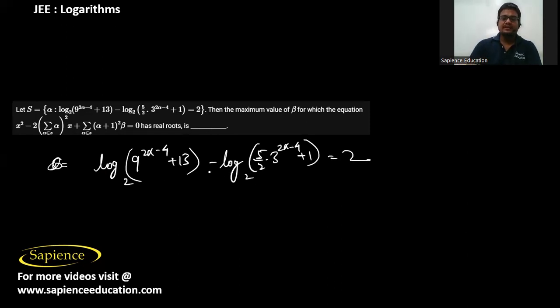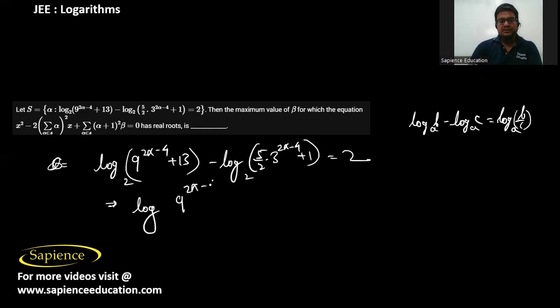Now since the base is same and these two terms are subtracted, so this divided by this. Since why? We know that log b base a minus log c base a is equal to log b by c base a. So this rule we can apply here. So this will be log of 9 power 2 alpha minus 4 plus 13 divided by 5 by 2 into 3 power 2 alpha minus 4 plus 1, base 2, will be equal to 2.